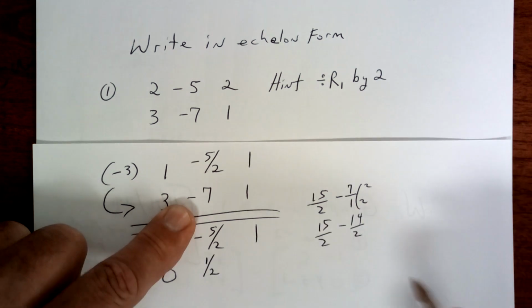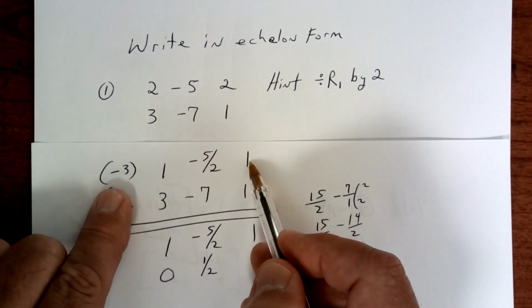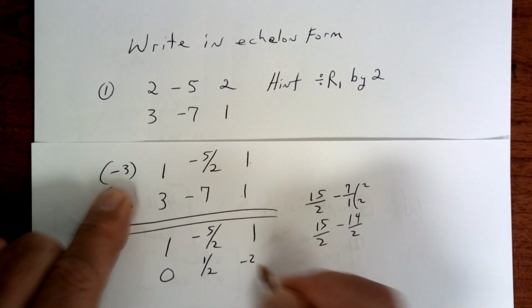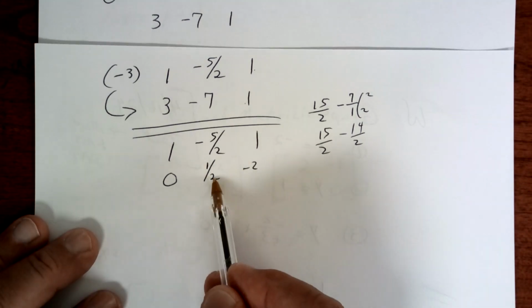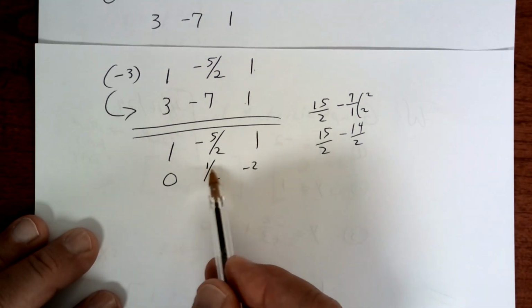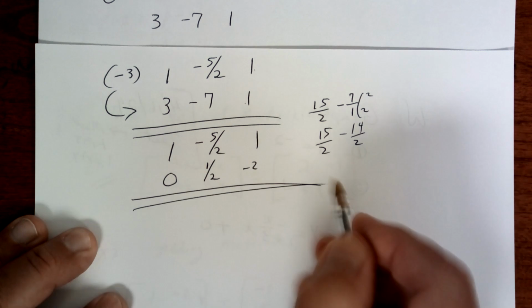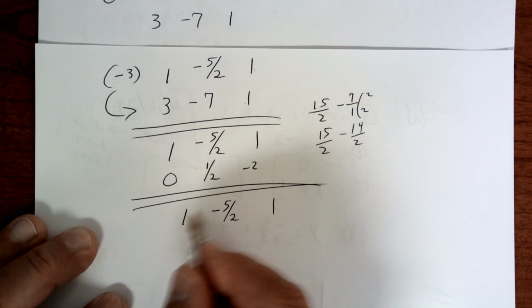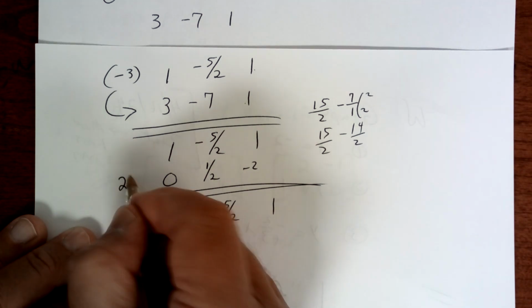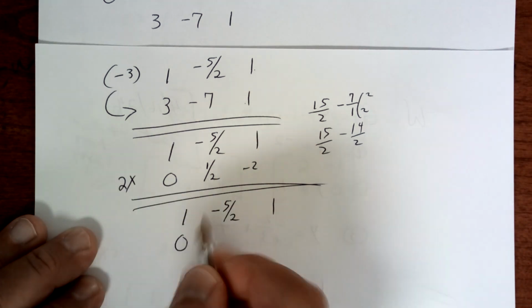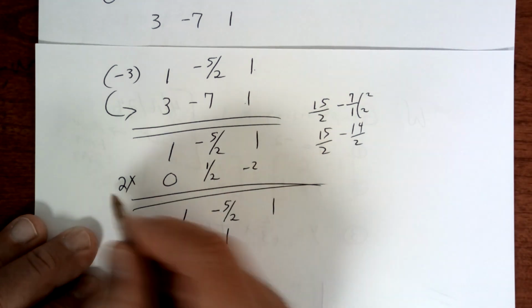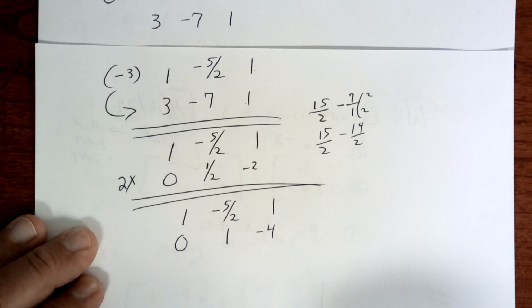And then finally, negative 3 times 1 is negative 3, but plus that 1 is going to be a negative 2. Now, to get it in row echelon form, the only thing you have to do is get rid of this fraction and make it a 1 by multiplying by 2. So the top one stays the same. And the bottom one is going to change because we're going to multiply by 2. So 2 times 0 is 0. 2 times 1 is 2, but 2 divided by 2 is 1. And then this times this is a negative 4. And we're done.